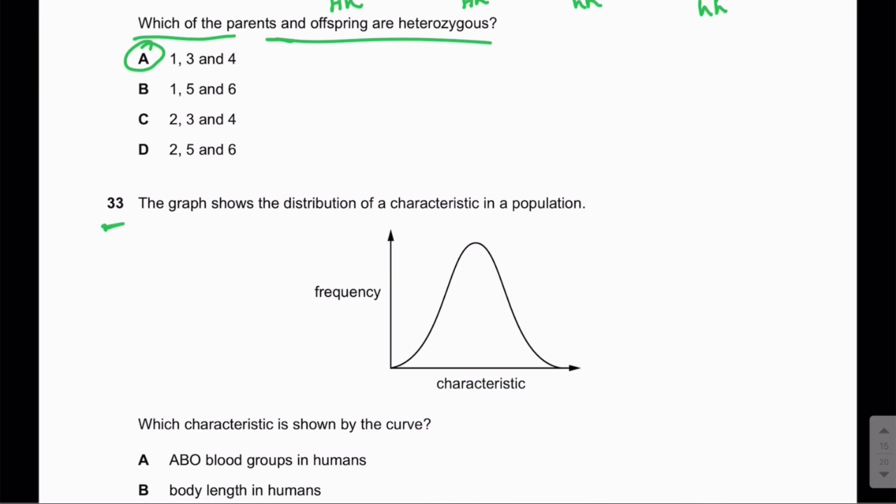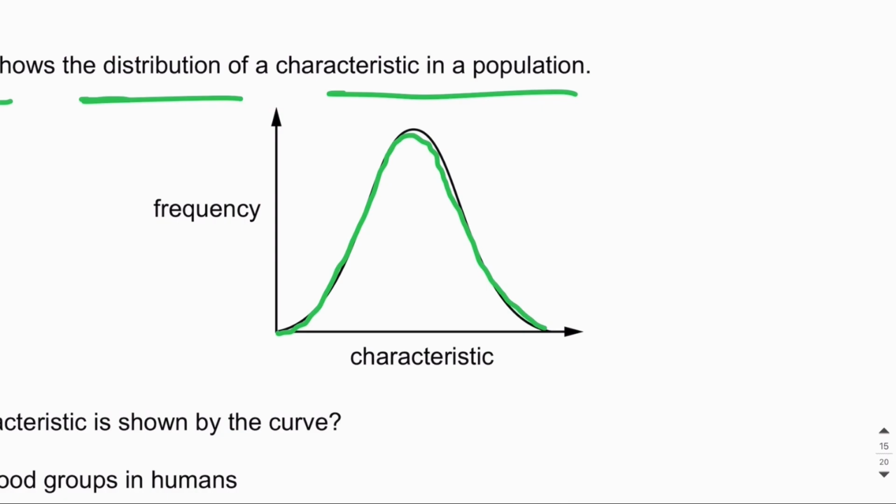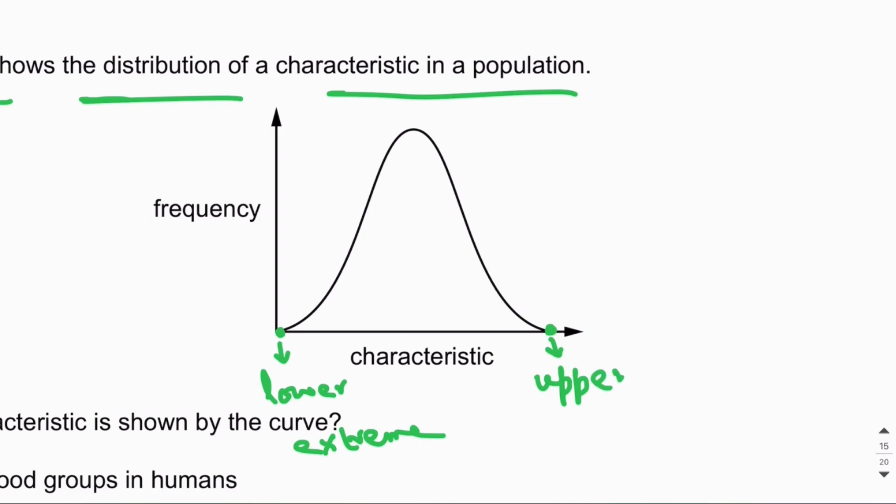Let's move on to MCQ number 33. The graph shows the distribution of a characteristic in a population. So, guys, they're talking about a characteristic in a population, and the graph suggests that this characteristic belongs to continuous variation, because continuous variation includes a range of values between two extremes. So, these are the two extremes. This is the lower extreme, right? And this one is the upper extreme. So, whenever you see a range of values between two extremes, this is continuous variation, right?